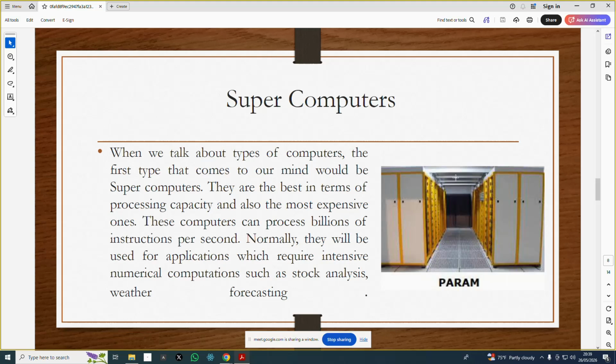When you talk about types of computers, the first type that comes to mind is supercomputers. These are the best in terms of processing capacity. When you talk about supercomputers, we mean computers that are faster when processing information, when providing an output, and when doing any operation. Under that, we get what we call supercomputers.